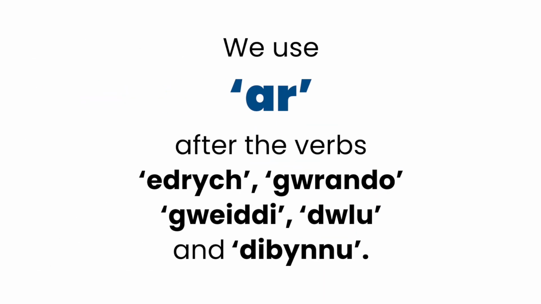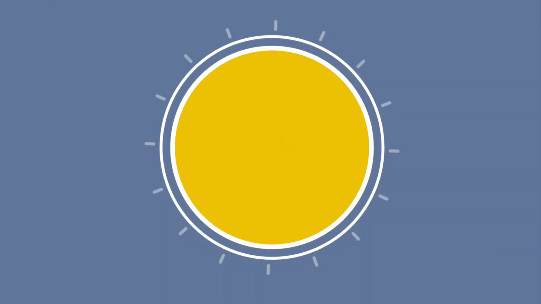In this video, we are going to look at ar, am, and at. Yn gyntaf, firstly, let's look at ar. We use ar after the verbs edrych, gwrando, gweiddi, dwlu, and dibynnu. Gadewch i ni ymarfer. Let's practice some examples.